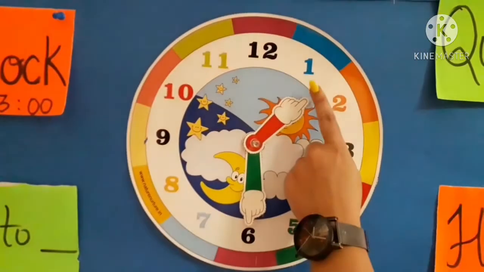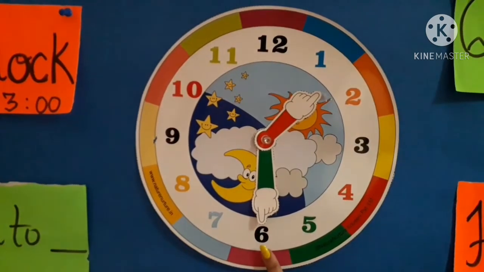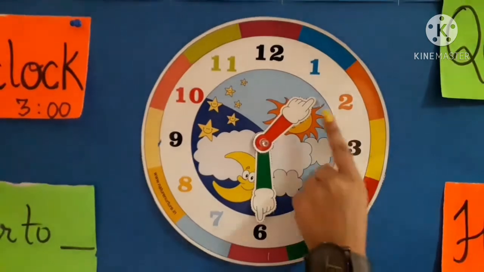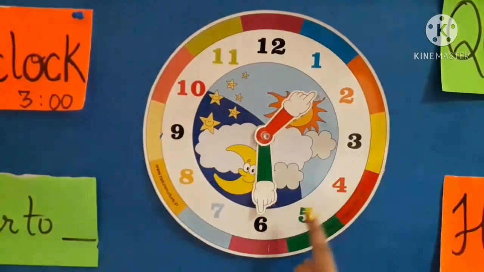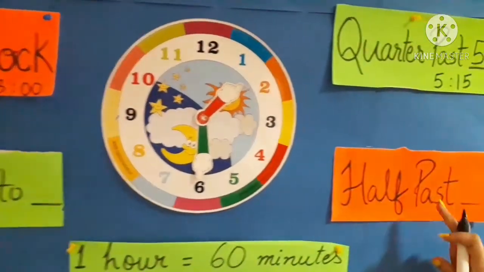Now moving further, as you can see, the minute hand points towards 6 and the hour hand is between 1 and 2. So keep a note that whenever the minute hand is towards 6, the hour hand will be between 2 numbers. So always pick up the smaller number. So here as you count your time, it will be 1:30. That is half past.